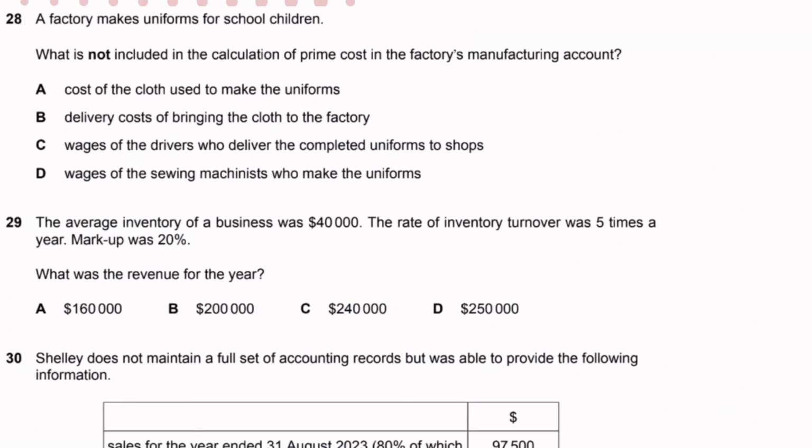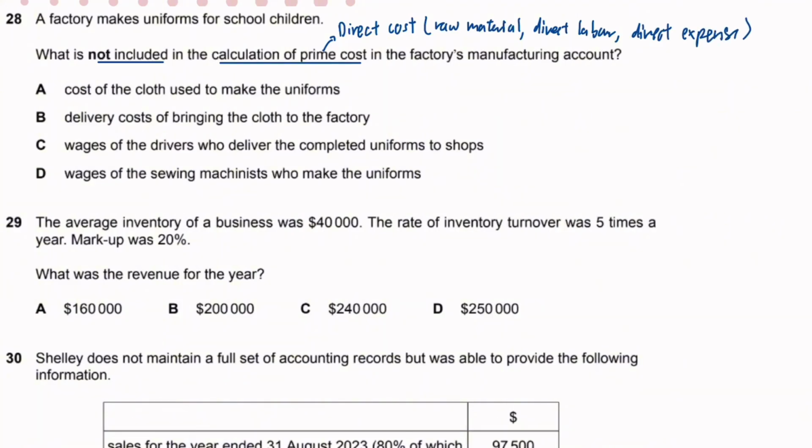Question 28. A factory makes uniforms for school children. What is not included in the calculation of prime cost in the factory's manufacturing account? So prime cost also means direct cost. So it's the cost that is directly involved in the production, such as raw material costs, direct raw material, direct labor, direct expense.